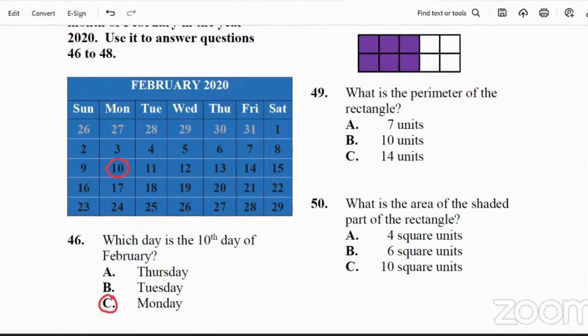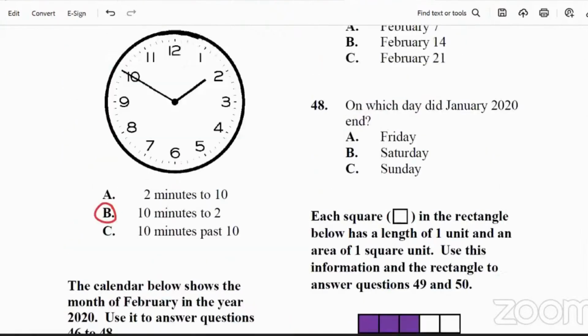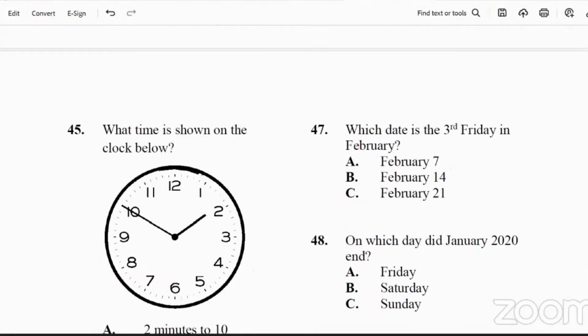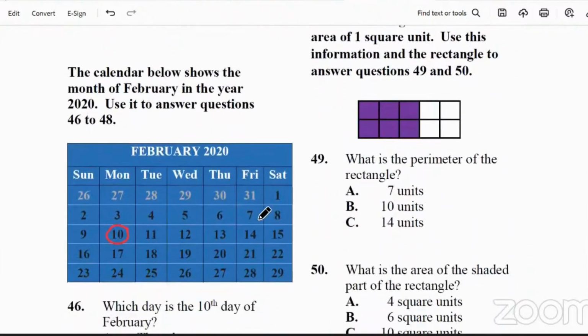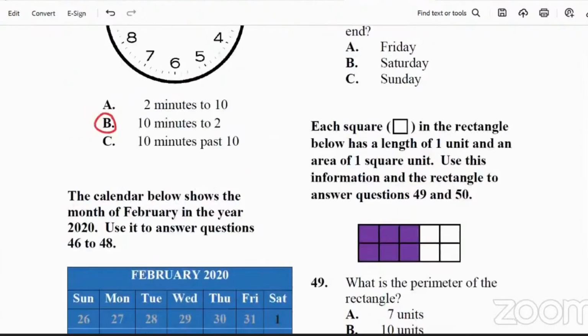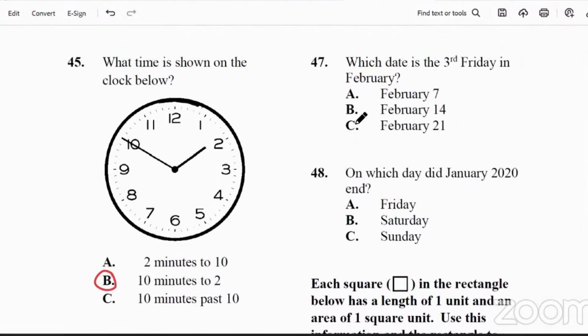All right, question 47. Which date is the 3rd Friday in February? Okay, so let's look to see what's the 3rd Friday in February. So this is the 1st Friday, the 7th. This is the 2nd Friday, and this is the 3rd. So the 21st would be the 3rd Friday in February. So February 21st. The answer is C.